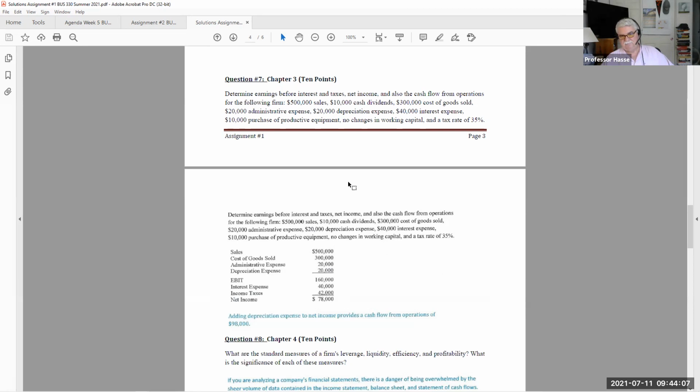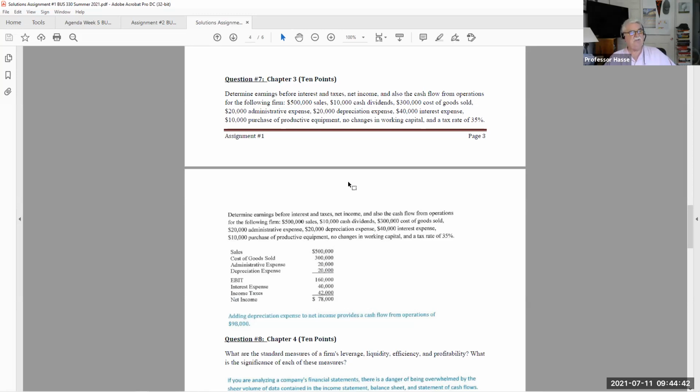Answer number 2. And then to determine our operating cash flows from operations is net income plus depreciation plus or minus changes in operating assets, current assets, and operating liabilities, current liabilities. There's no changes in working capital, so our cash flow from operations is our net income, $78,000, plus our depreciation of $20,000. Answer number 3 is $98,000.